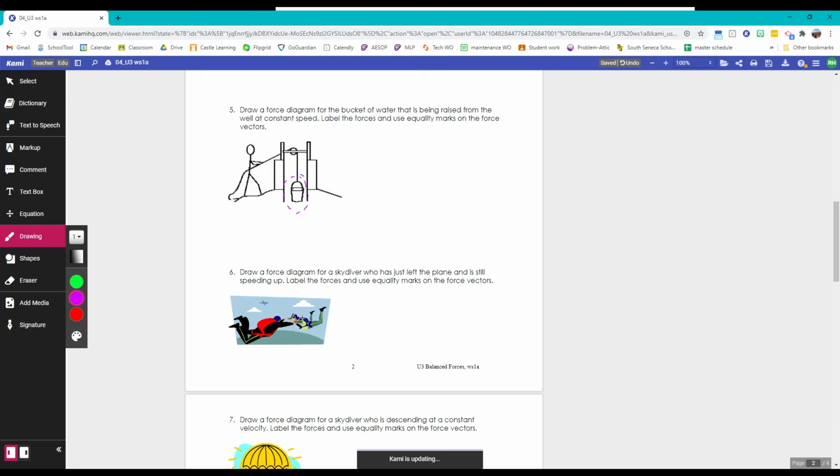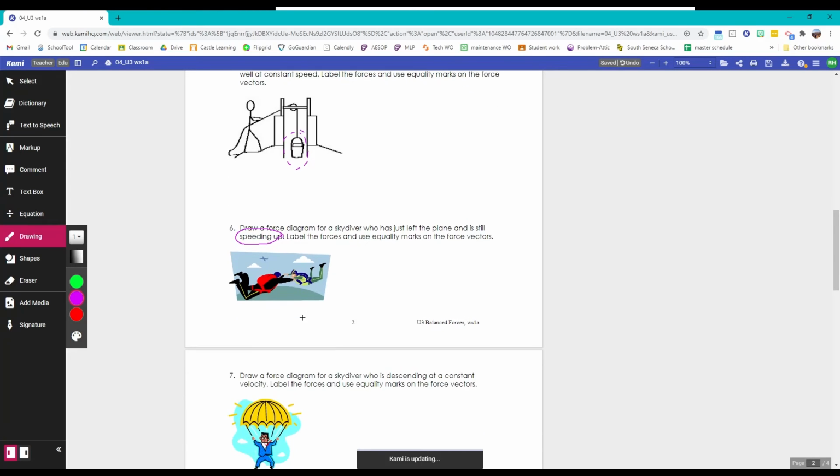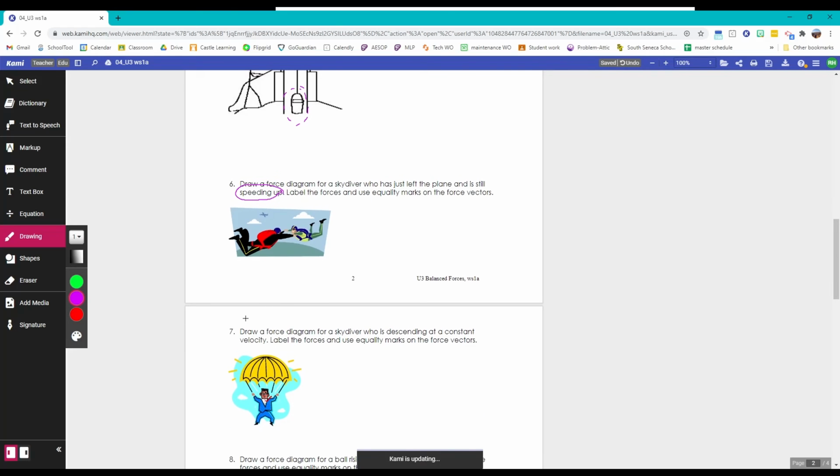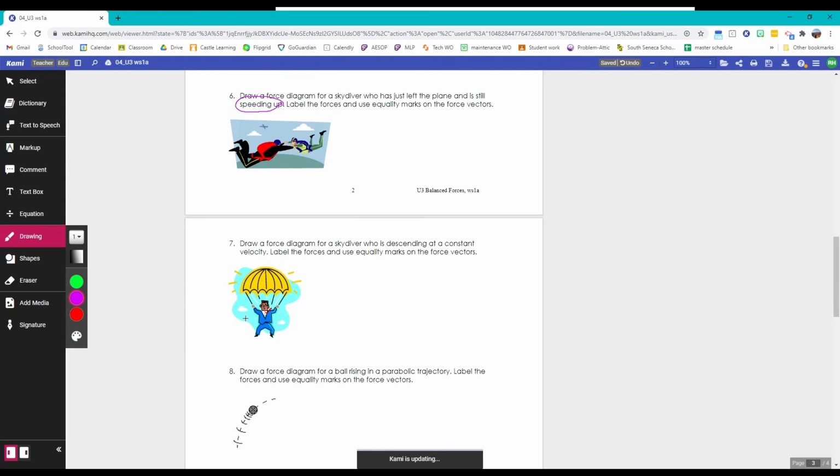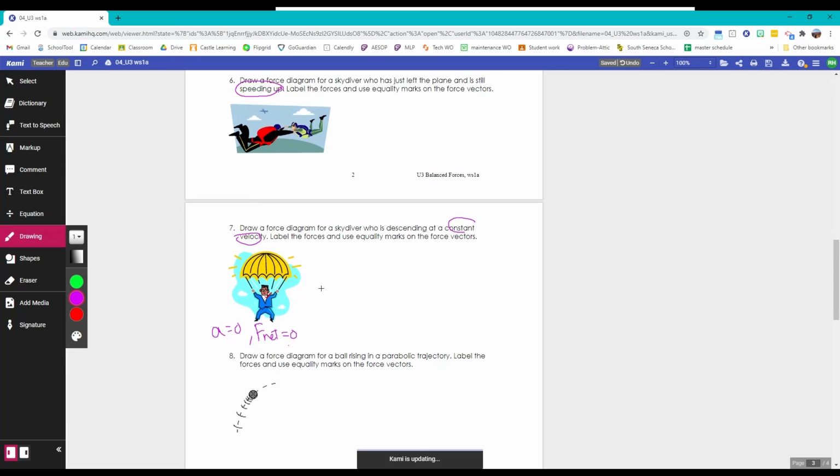For 6, the skydiver is still speeding up. So think about what forces there are, and if they are equal, if they are speeding up, think about what direction the acceleration is going to be. Going off of that, 7, now they are at a constant velocity, so they're not speeding up. The acceleration is 0, so F net is 0. There's no acceleration, so there's no net force. The forces must be balanced, even though it's moving at a constant rate.